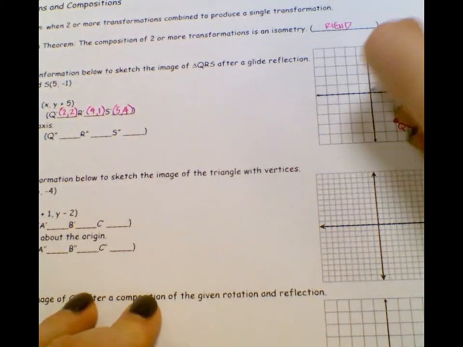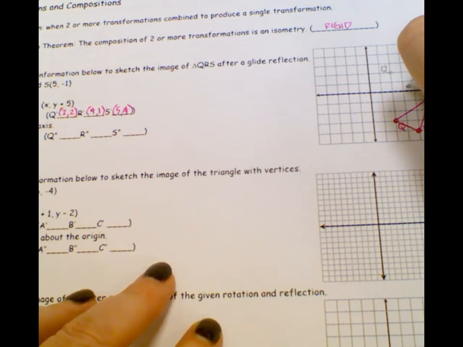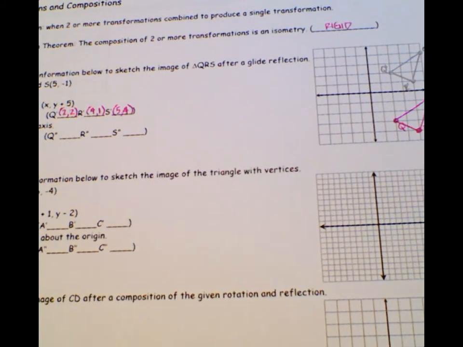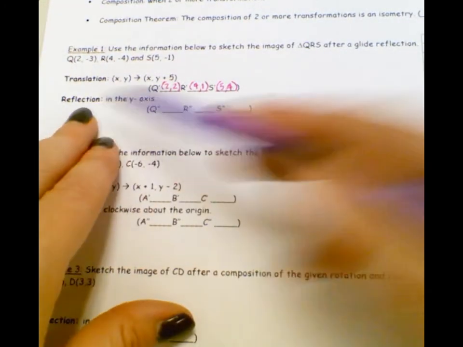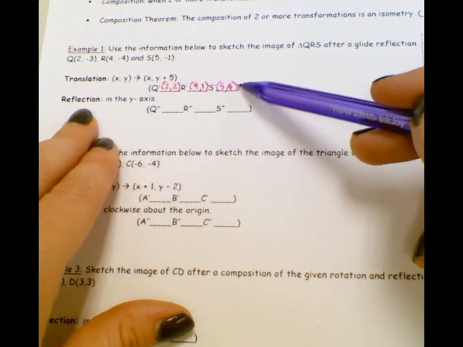So I'm going to come over here and graph my new triangle. So (2, 2), Q prime, (4, 1), R prime, and then (5, 4) is S prime. Make sure you're putting those little primes on there so that I know where your next shape is. All right, now here's the hardest part. Are you ready? When we do the next guy, you always go from the points directly above. Not the original ones, these pink ones.